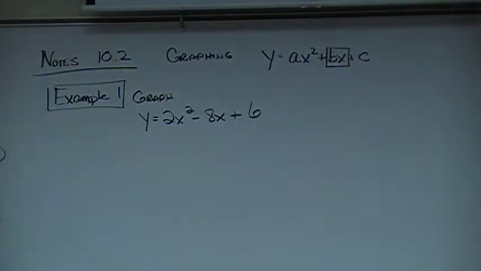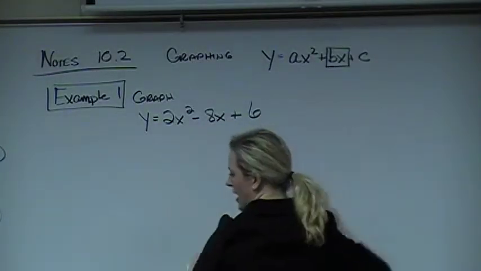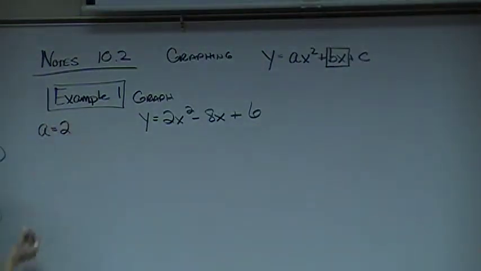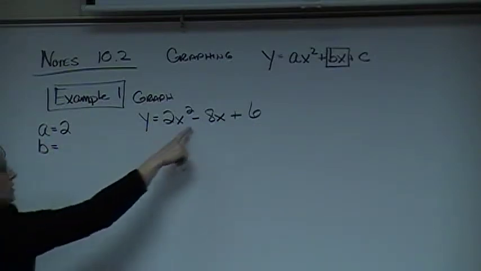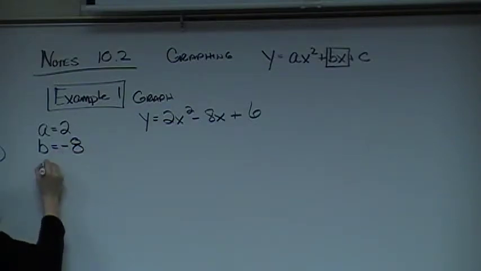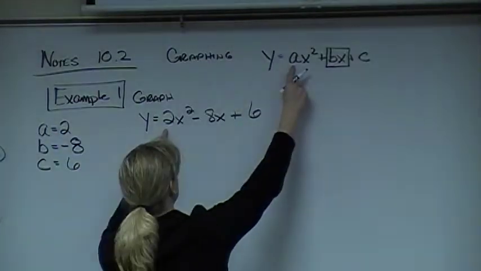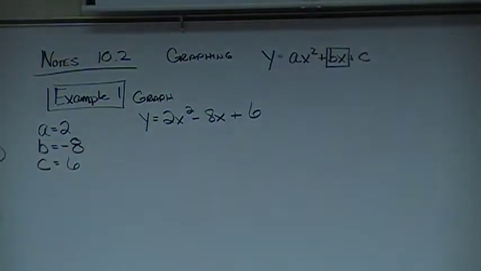Okay, the first thing I want you to do right now, everybody, see how it follows this form? Tell me, what's A? Let's identify A, B, and C right here. What's my A? 2. Everybody agree it's 2? What's my B? -8. Like we would put -8 for B. And what's my C? 6. Everybody see what I did? All I did was identify A, B, and C in my quadratic equation.